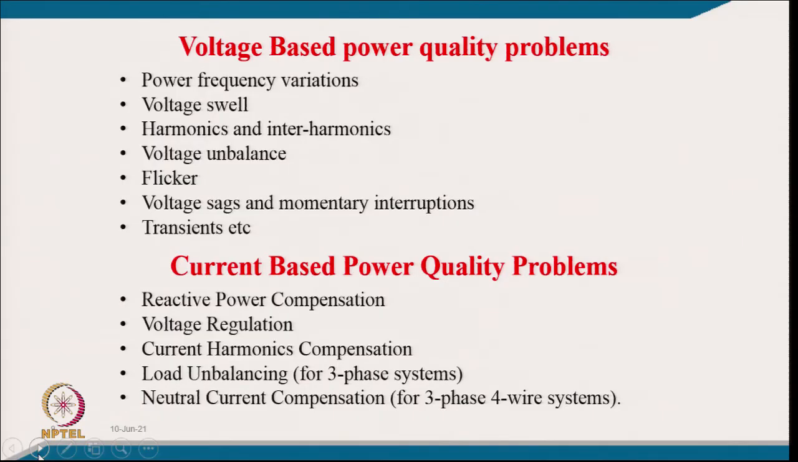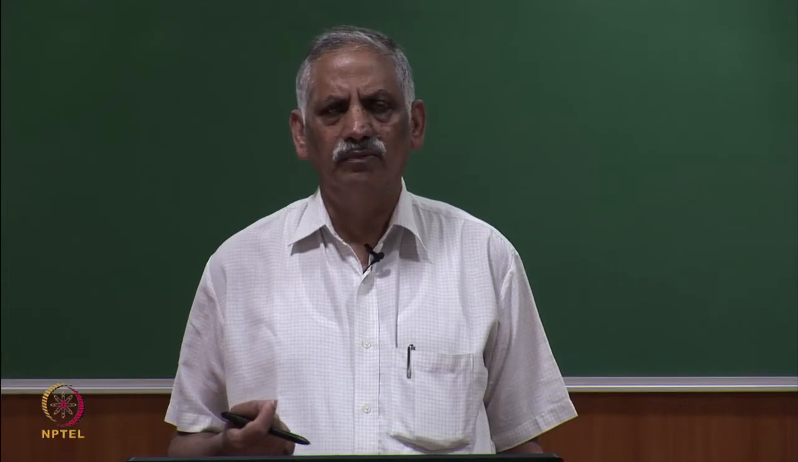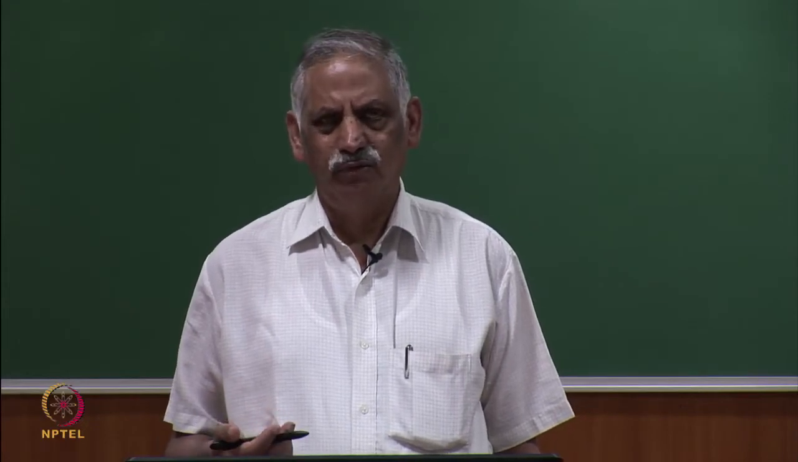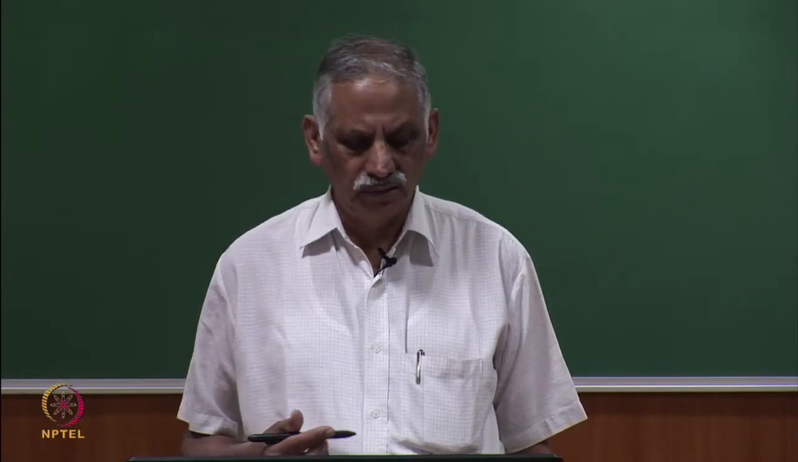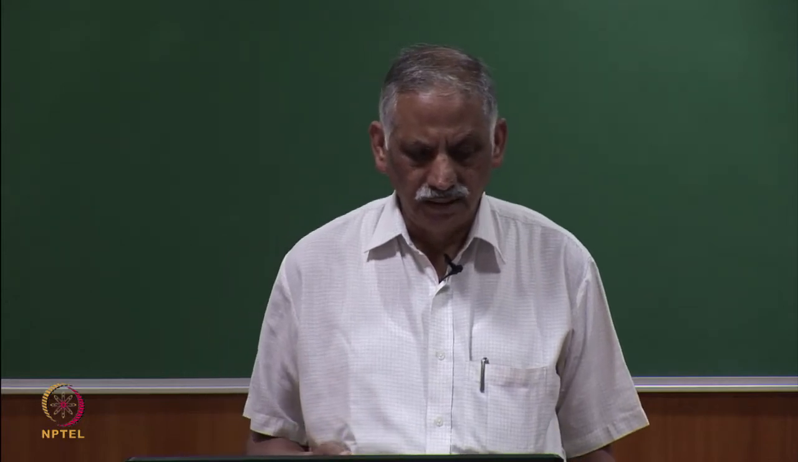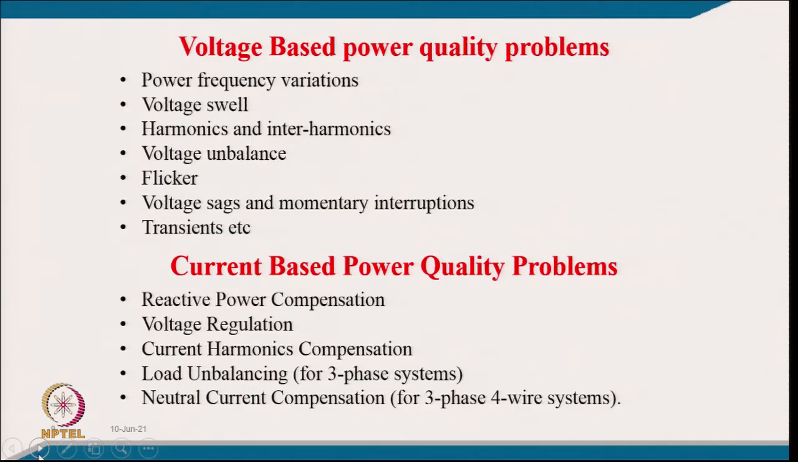We discussed it in the previous lecture also: if you suddenly throw off the load or you do capacitor switching, the voltage tries to go up for a very short period, for a few cycles, and that we call voltage swell. I will discuss it a little later in more detail. And then the harmonics and interharmonics, voltage unbalance, flicker, voltage sags and momentary interruption, and of course, the transient. So, these are voltage power quality problems, and we will talk about current-based power quality problems.